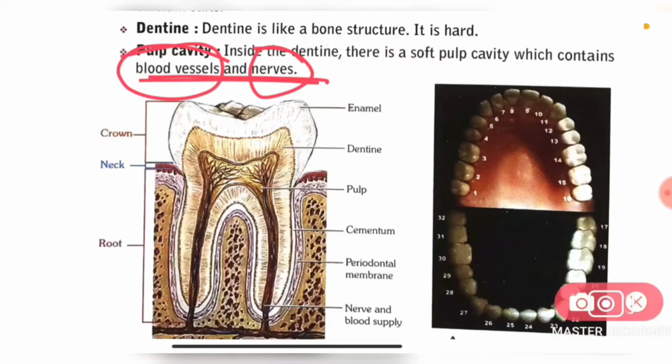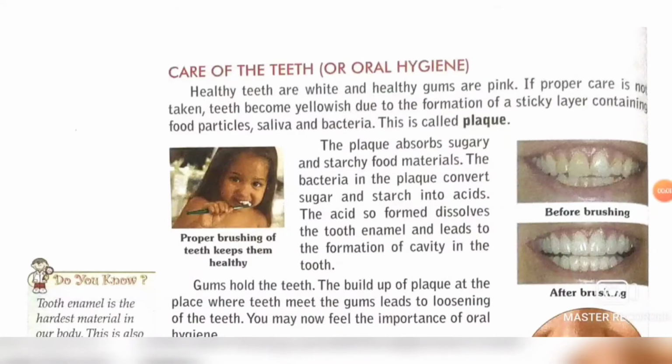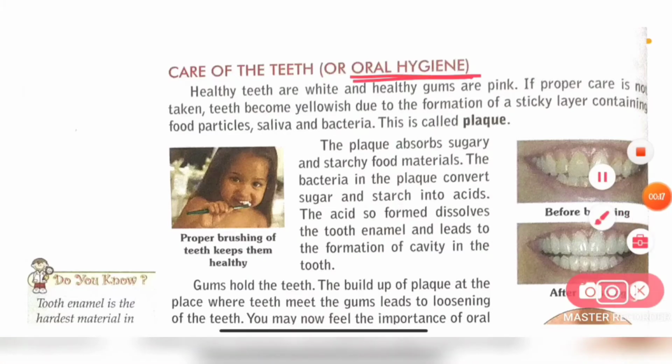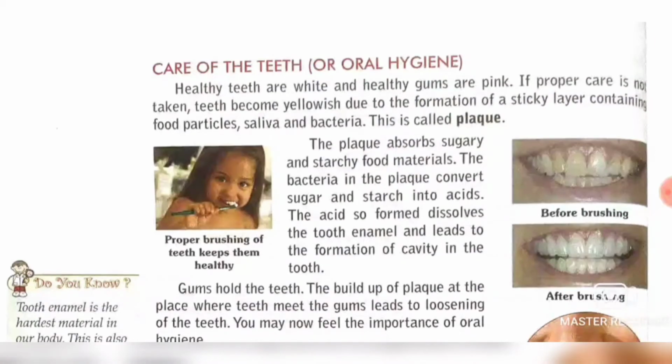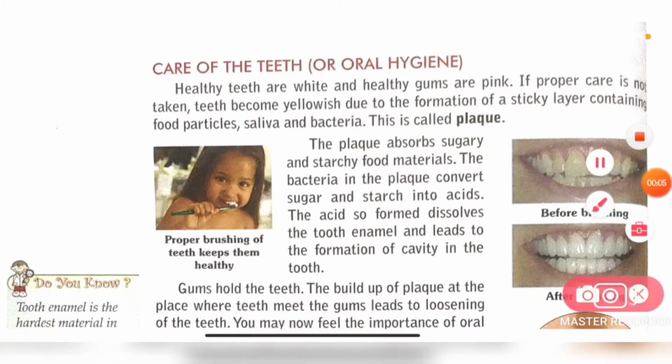So these are the three coverings of the internal structure of teeth. Teeth are a very important part of our body, so we have to take proper care of our teeth. This care of the teeth is called oral hygiene. Healthy teeth are white and healthy gums are pink. Normally healthy teeth are white in color and healthy gums are pink in color.